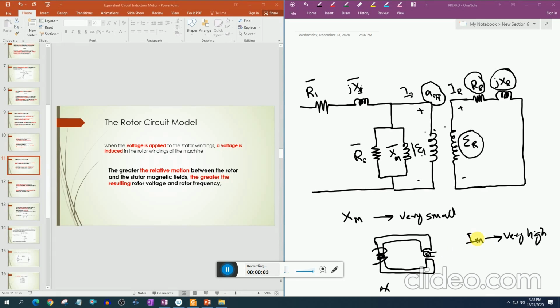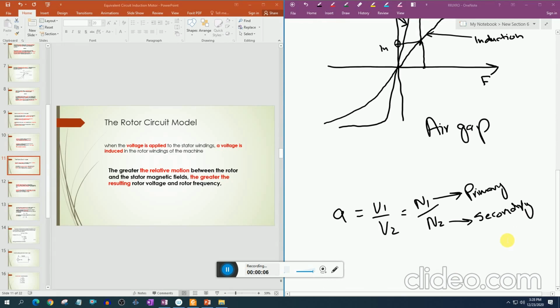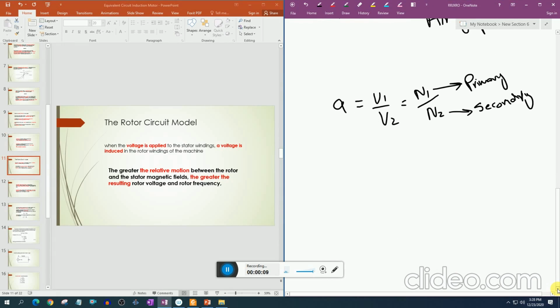Now we are going to study the rotor circuit model. In this model we will study how the rotor model parameters behave and how it is different from the transformer secondary circuit. First of all, when voltage is applied to the stator winding, a voltage is induced in the rotor winding. But this induced voltage is directly proportional to the relative motion between the rotor and the stator magnetic field. The greater the relative motion between the rotor and the stator magnetic field, the greater the resulting rotor voltage and rotor frequency.